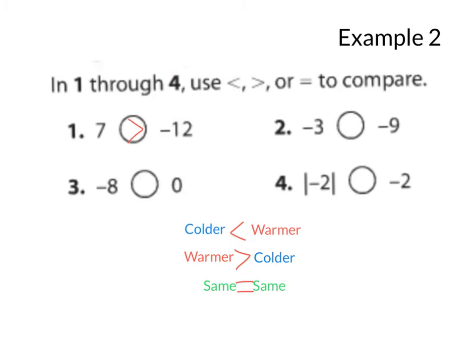7 degrees is warmer or greater than -12. -3 degrees is warmer or greater than -9. I would rather be at -3 degrees outside. -8 degrees is colder or less than 0. I would rather have 0 money than -8 money. The absolute value of -2 is greater or warmer than -2. Why is that? Well, the absolute value of -2 is 2. That's how far it is from 0, and 2 is greater than -2. Moving on in 3, 2, 1.